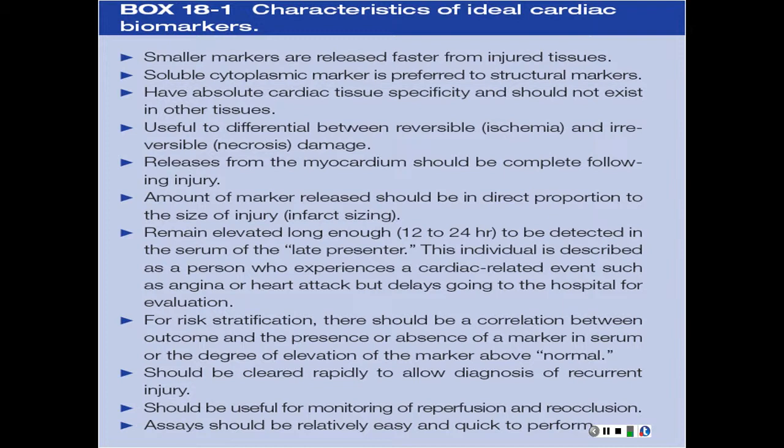Box 18.1 shows characteristics of an ideal cardiac biomarker. Particularly look at the third one. We want our markers to have absolute cardiac tissue specificity. They should be released from the myocardium following injury, and we want them to remain long enough that we can detect them, as we will often have patients presenting into the ER days after an attack.